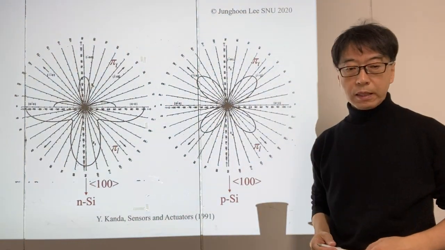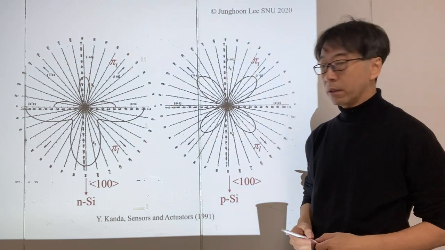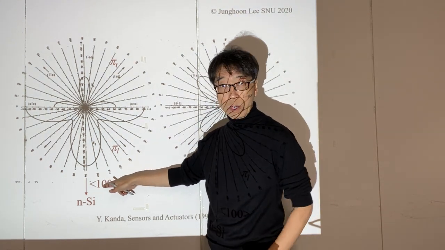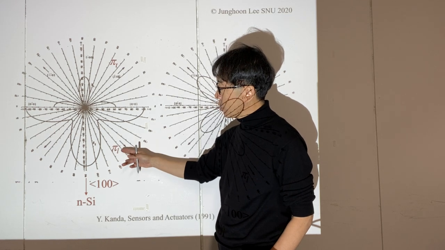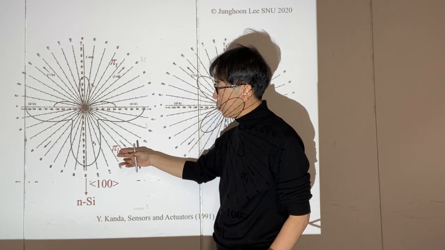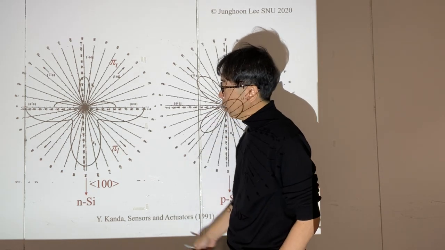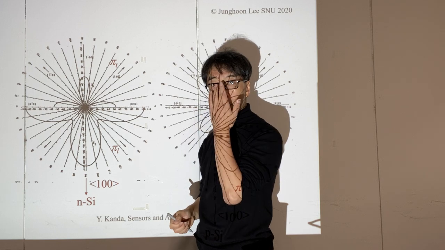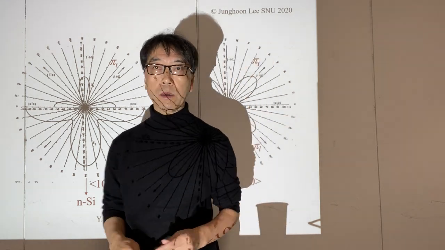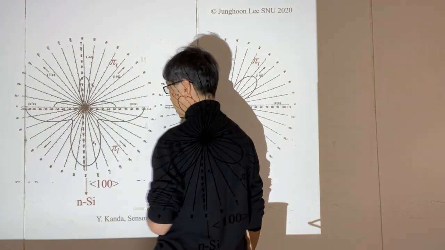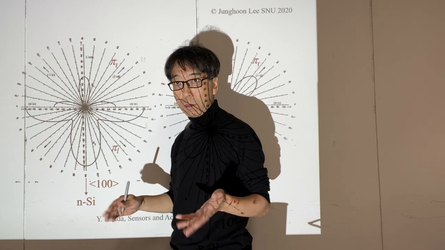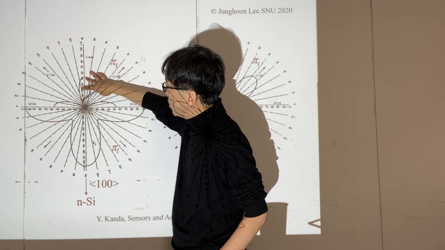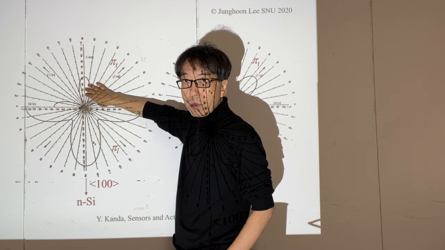The piezoresistive coefficient expressed in the graph will look like this. If you have n-type silicon right here, this is the 100 direction, and the largest piezoresistive coefficient is going to be the longitudinal piezoresistive coefficient π_L along the 100 direction. So you stretch along the 100 direction and measure the resistance along the 100 direction at the same time, and the value will be minus 128 something. The transverse value is about half of this value, and that shows up in your table.